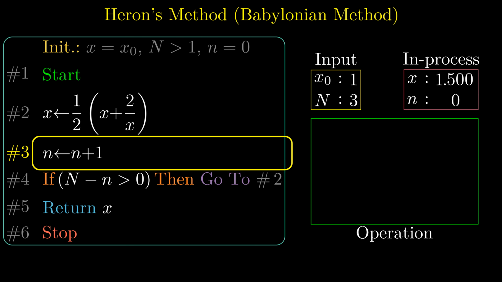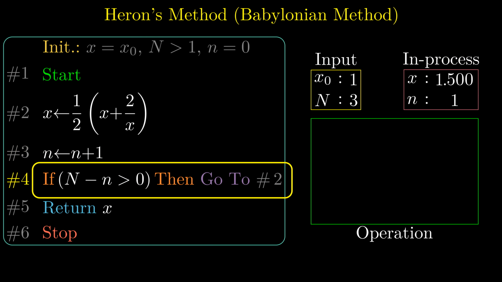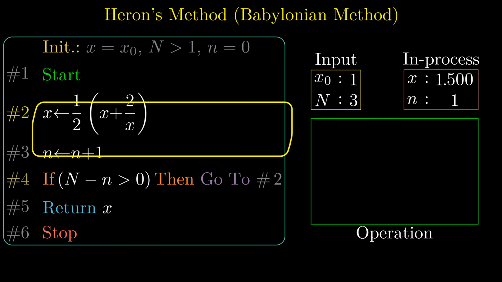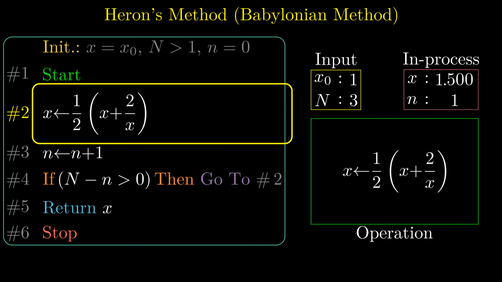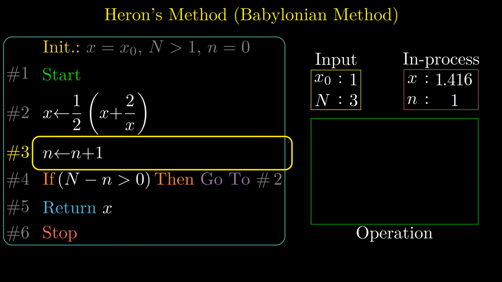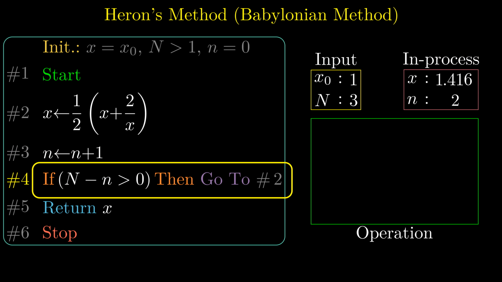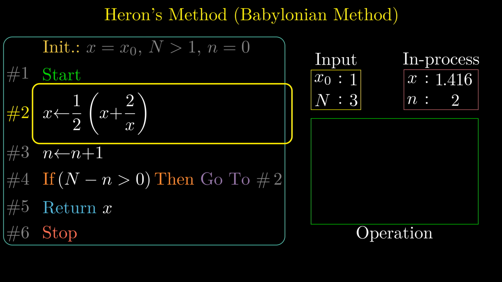In the next step, we increment our counter to track the iteration count, and we then check whether we have reached the maximum number of iterations allowed. Determining that the condition is not satisfied, we are routed back to the next iteration. If you remember from the previous iteration, our current estimate is now 1.5. Hence, our new estimate becomes 1.416 to 3 significant digits. If we carry on with the steps based on the recipe, after the third and final iteration, our algorithm returns 1.414 to 3 significant digits and stops.